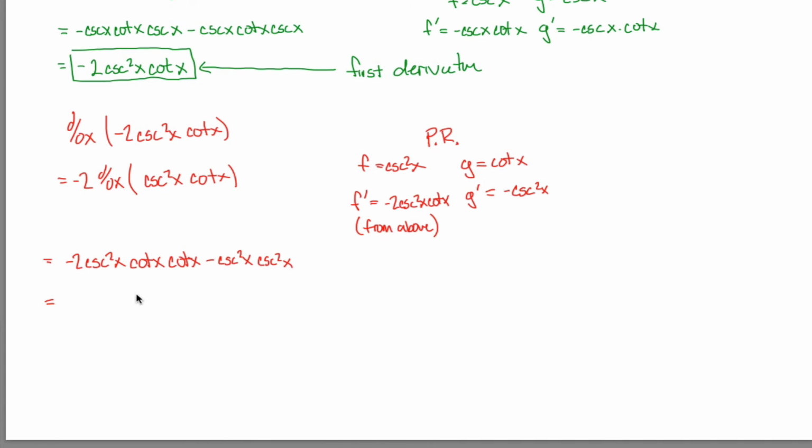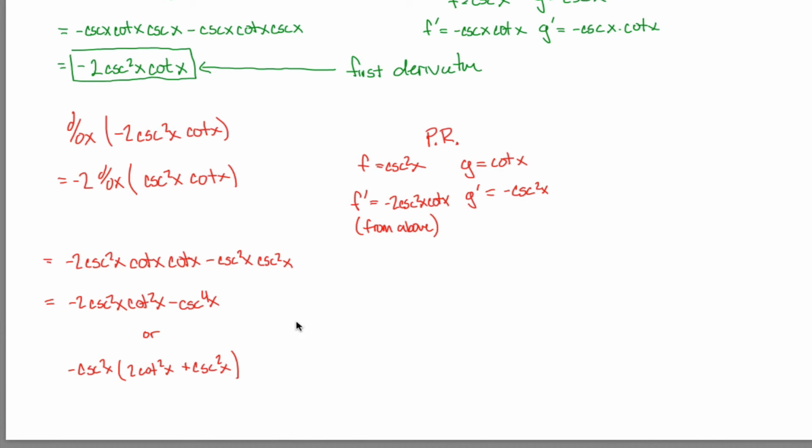And I could call that good, or I could clean this thing up a little bit. I got negative 2 cosecant squared x cotangent squared x minus cosecant to the fourth x. Or if you feel like factoring, you can pull out a cosecant squared x from both of those guys, or even a negative cosecant squared x, and you'd be left with 2 cotangent squared x plus cosecant squared x.